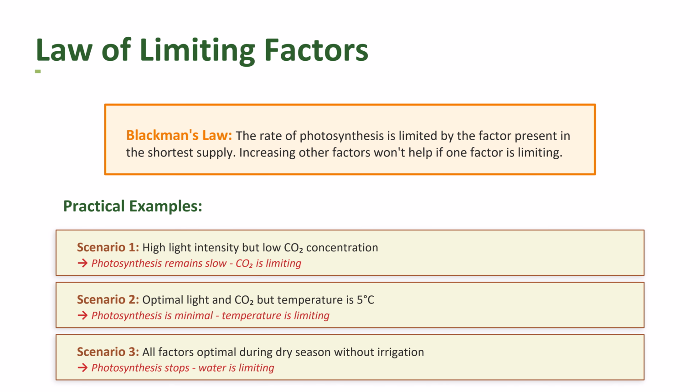Everything we have discussed, light, carbon dioxide, temperature, and water, works together. But what happens if one of them is missing? This is explained by Blackman's law of limiting factors.